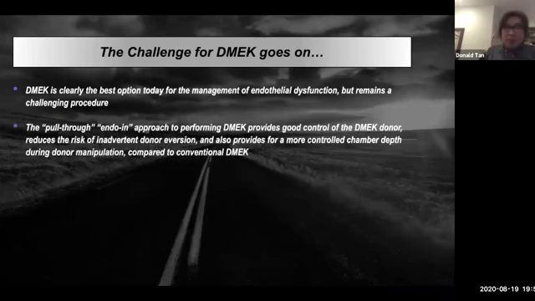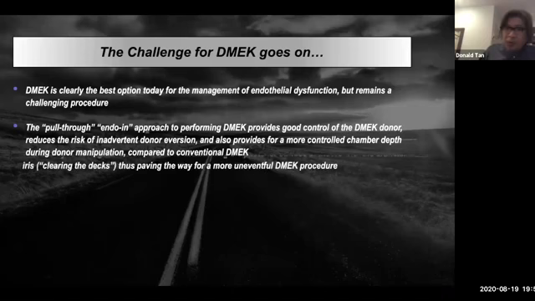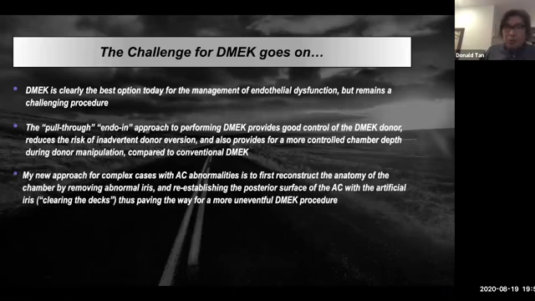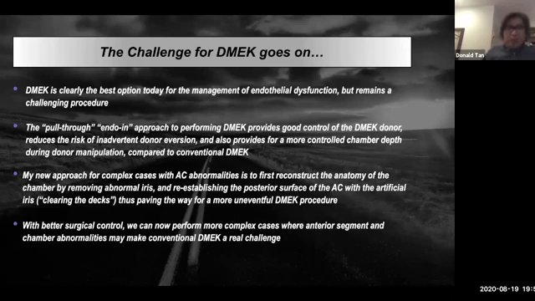The pull-through endo-in approach provides good control of the donor, reduces the risk of donor eversion, and allows you with the Endoglide to provide a more controlled chamber depth. But we're not only talking about chamber depth. Now, the new approach is to normalize the anatomy of the chamber, to clear the decks, clearing the way to make DMEK a little bit easier. And with this, we use the artificial iris now to do this. And with better surgical control, we can now perform more complex cases where anterior segment and chamber abnormalities may make conventional DMEK a real challenge.